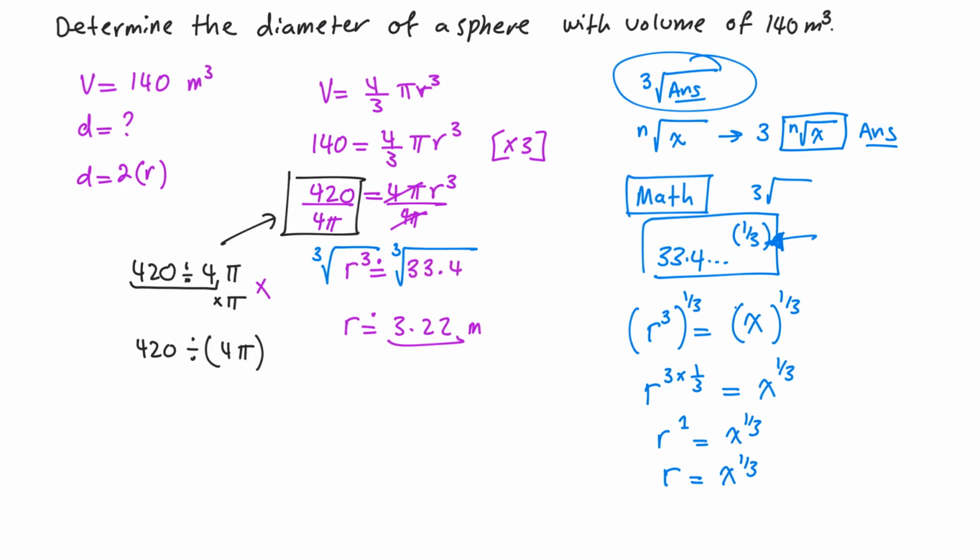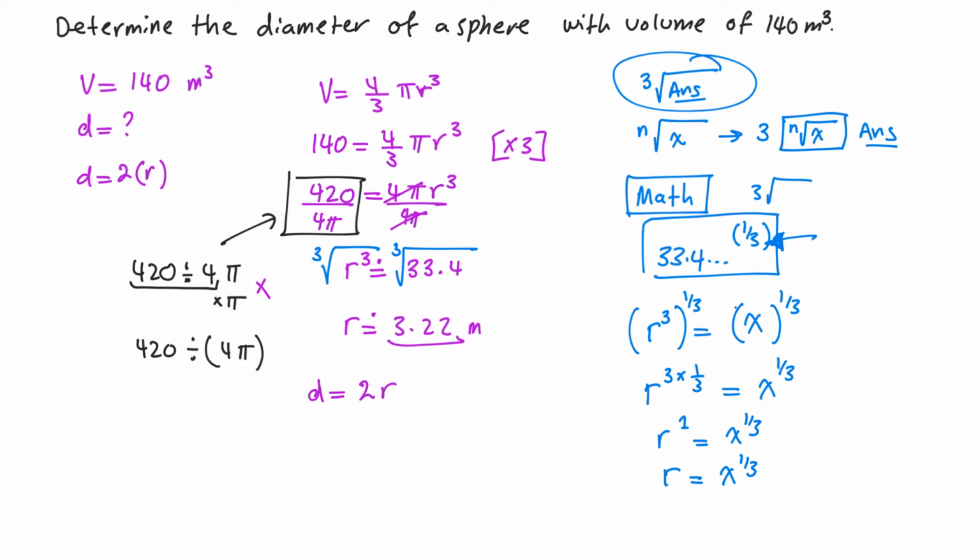So if we have a question where it says r cubed is equal to, for example, 33.4, if we take all these steps, it will end up being that r is equal to 33.4 to the exponent 1 over 3. Alright, now that we have explained why this works, we have our r value, but we haven't answered the question yet. The question is asking what is the diameter of the sphere. So to find the diameter, I have to multiply the radius by 2.